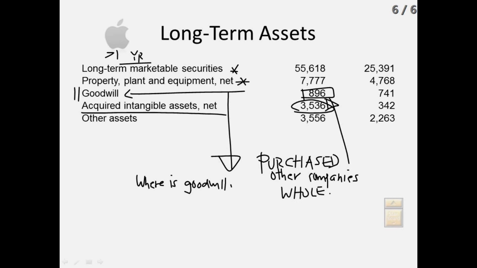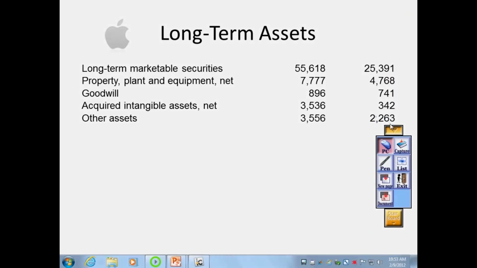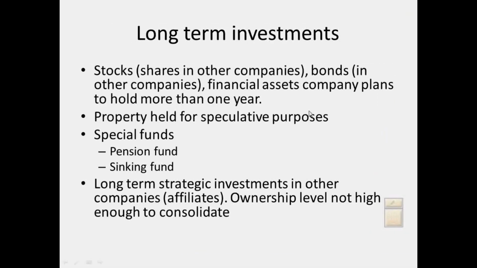Goodwill is kind of the category for which we can't think of anything else to call it. So you like to put it somewhere specific if you can, and then other assets.